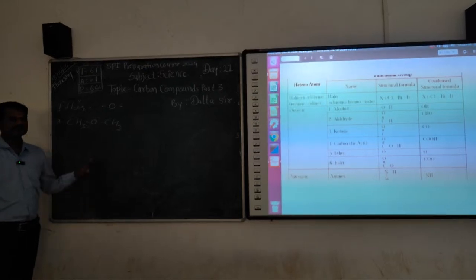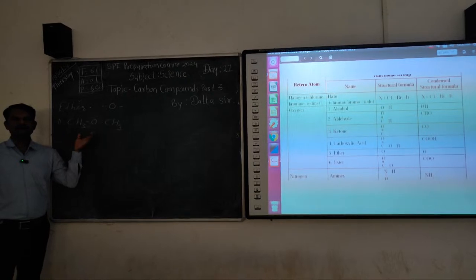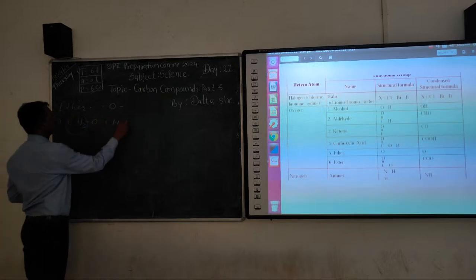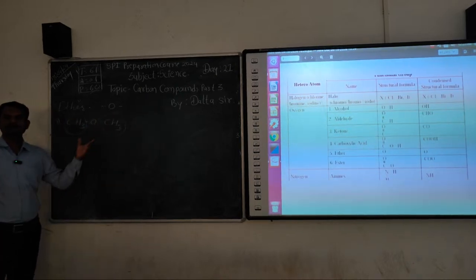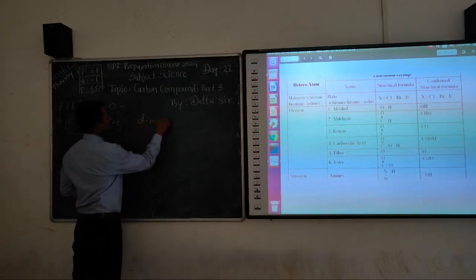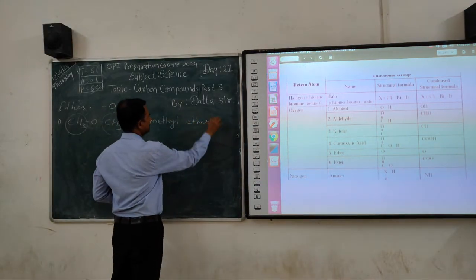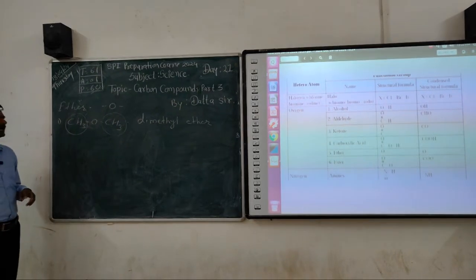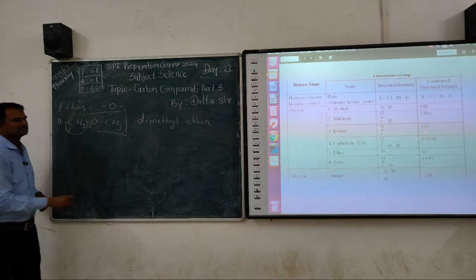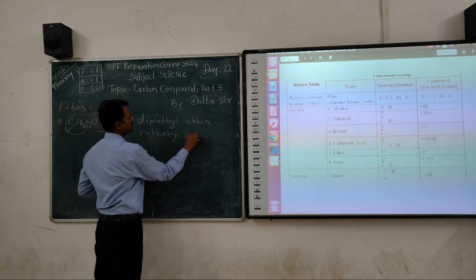Okay, so firstly we have to count the methyl groups. How many methyl groups are there? Two methyl groups. So its common name is dimethyl ether. And the IUPAC name is methoxy methane. What is methoxy? What is methane?